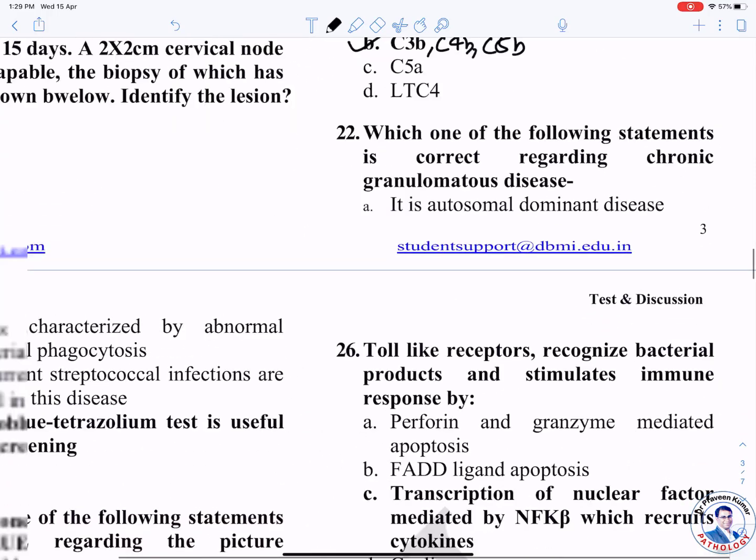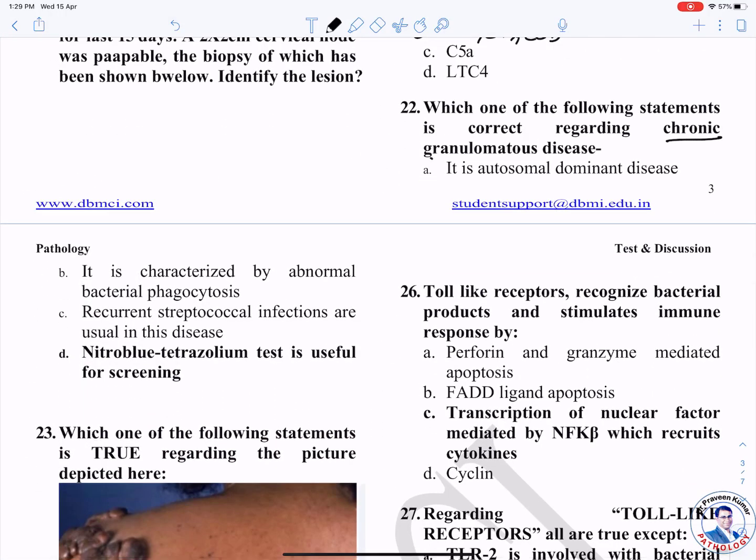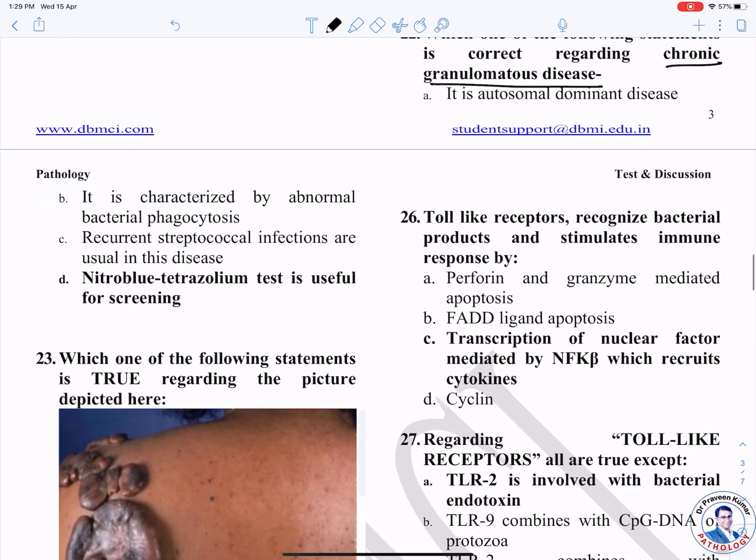Question 22. So this is about chronic granulomatous disease, and I hope you remember that it is due to catalase-positive organisms like staphylococcal. And NBT is definitely used for screening the disease. Therefore, the answer is D.